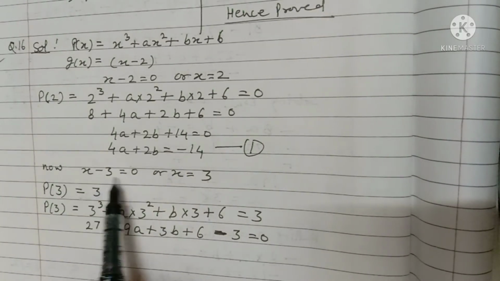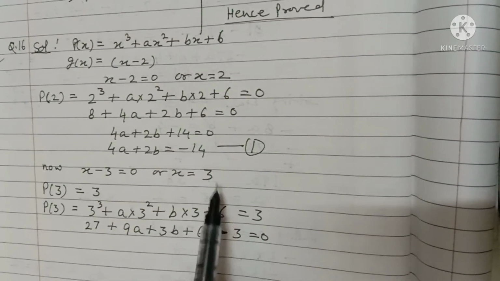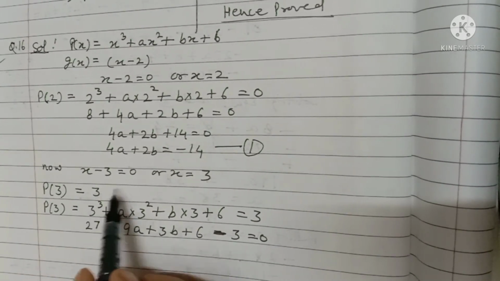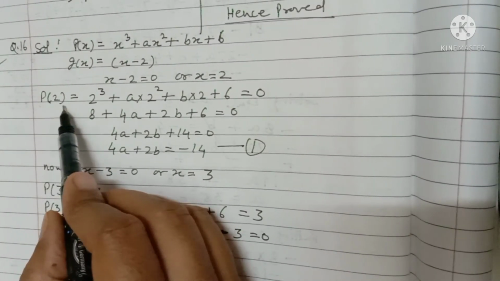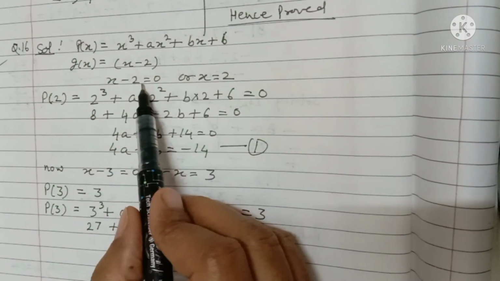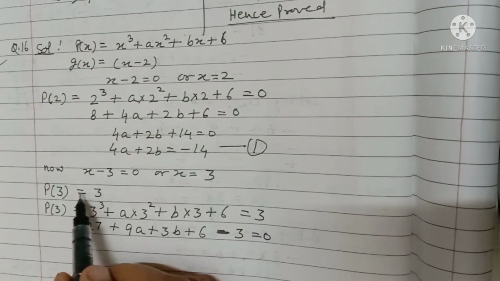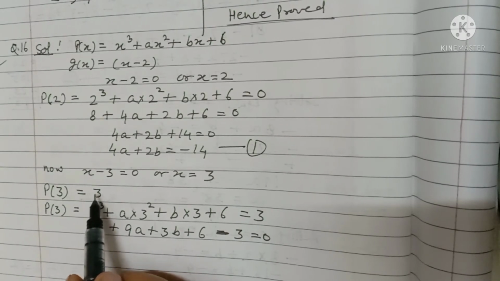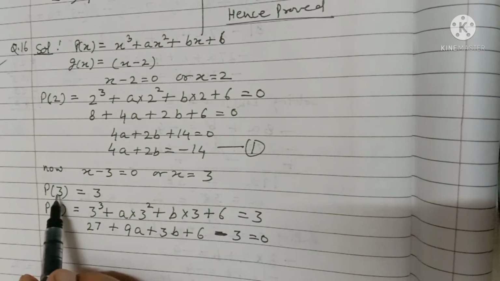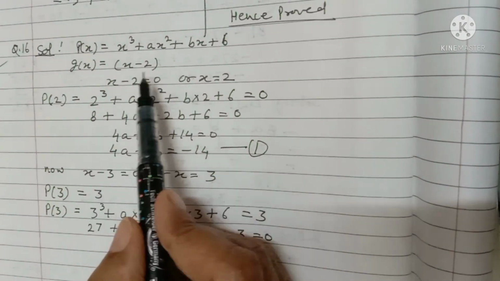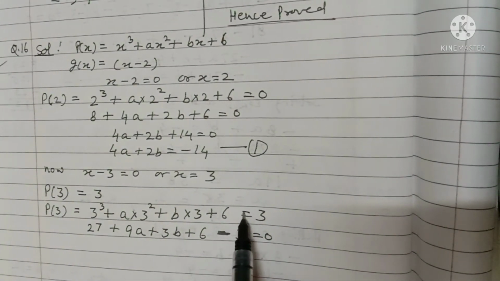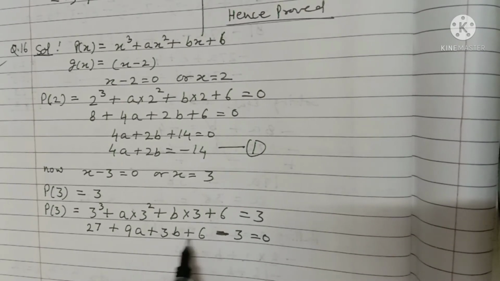Now second case, x minus 3 is equal to 0, x is equal to 3. So the remainder is 3. p(3) is equal to 3. As in part first, p(2) is equal to 0, the remainder is 0 because x minus 2 is a factor, and here the remainder is not 0, so it is 3. So p(3) is equal to 3. Now put the value of x in the polynomial. So you will write like this. Now solve it.